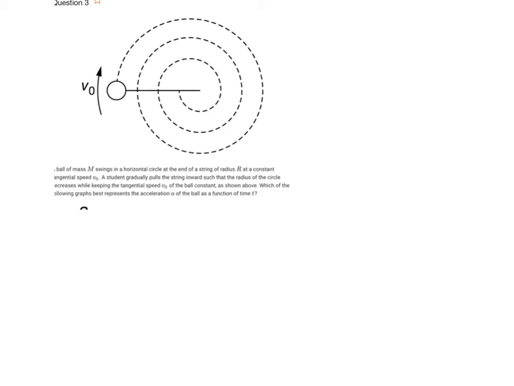The first one I'm going to go through is number 3, and it talks about a ball swinging in a horizontal circle at the end of a string. So this is kind of like an object on the surface of a table or something like that, maybe frictionless. The radius is getting smaller, but this thing continues to move at the same tangential speed. Tangential speed is just this speed, so the speed is constant. It's tangent to its path at any point, so we call it tangential speed sometimes. So that remains constant while the radius gets smaller.